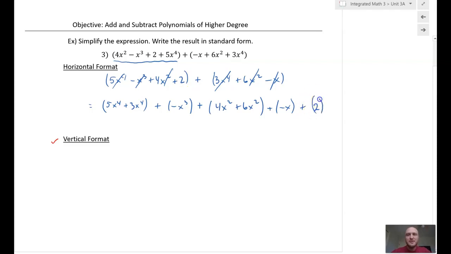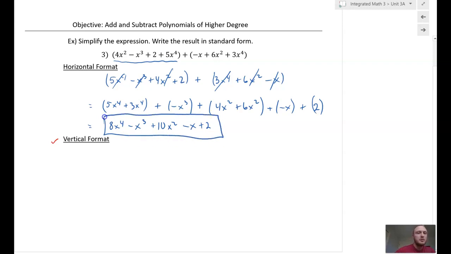You can put that in parentheses if you want. You don't have to. Now I'm just going to add. So 5 plus 3 gives me 8. No terms to combine here, so I just have a negative x cubed. 4 plus 6 gives me 10. Minus x and plus 2. And there is our polynomial in standard form.